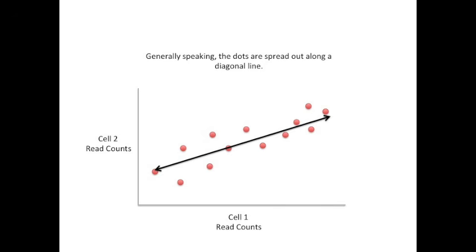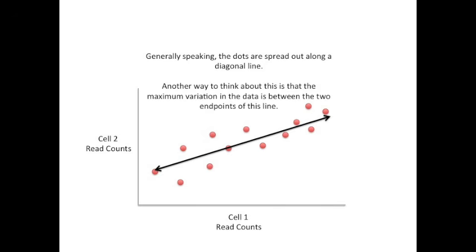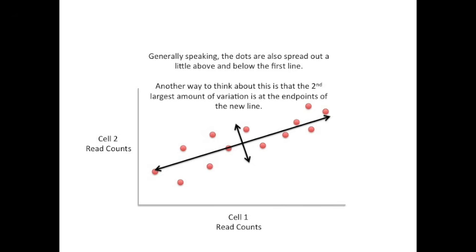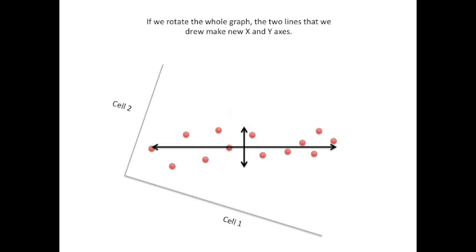Generally speaking, the dots are spread out along a diagonal line. Another way to think about this is that the maximum variation in the data is between the 2 endpoints of this line. And generally speaking, the dots are also spread out a little above and a little below the first line that we drew. Another way to think about this is that the second largest amount of variation is at the endpoints of this new line that we just drew.